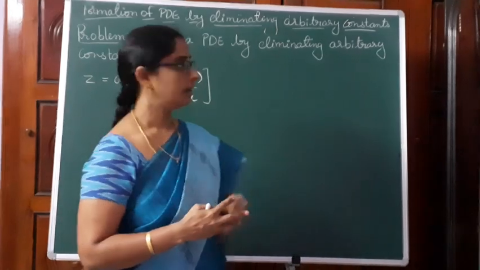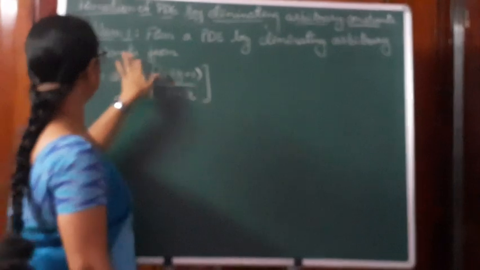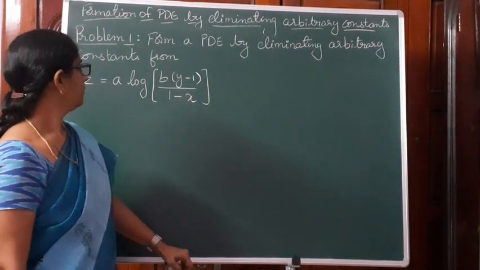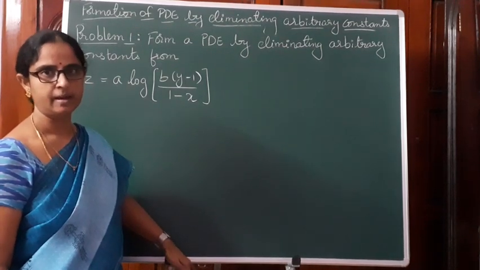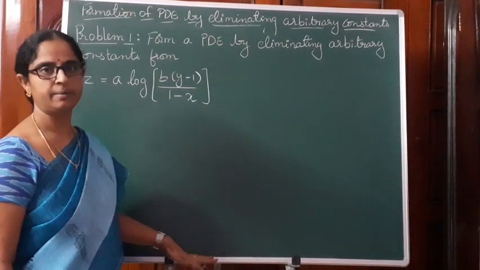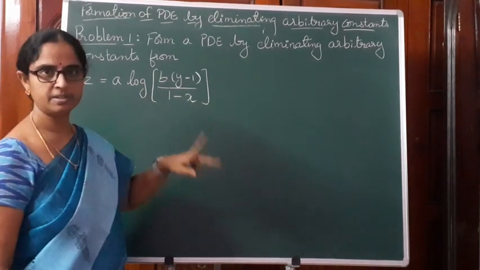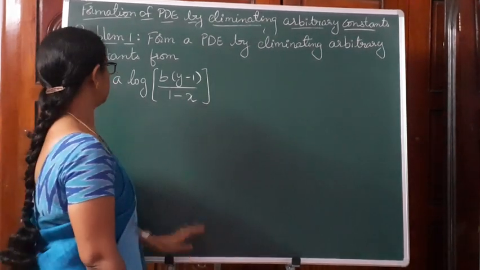So here is a problem: form a partial differential equation by eliminating arbitrary constants from the equation z is equal to a into log of (b into y minus 1) by (1 minus x). What do we do here? We differentiate this equation with respect to x and then with respect to y, and from the three equations we try to eliminate a and b. Because the number of arbitrary constants, a and b, is 2 and independent variables are 2, maybe we get a first order partial differential equation.